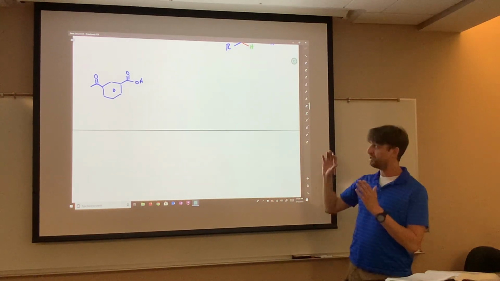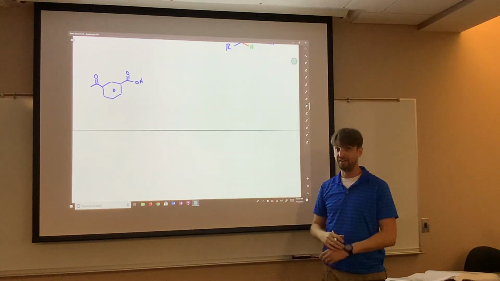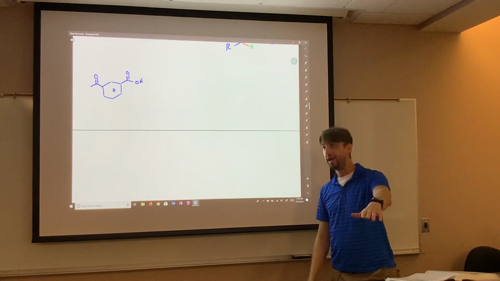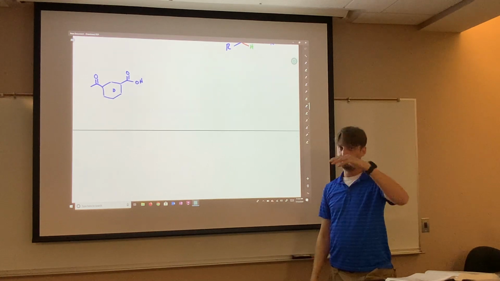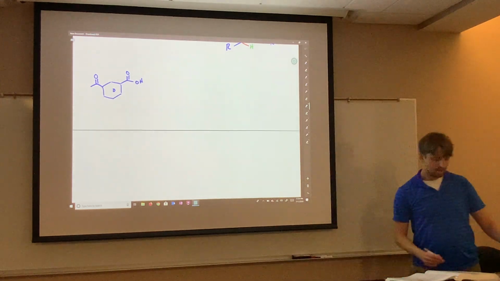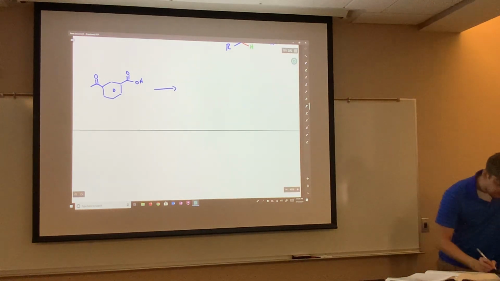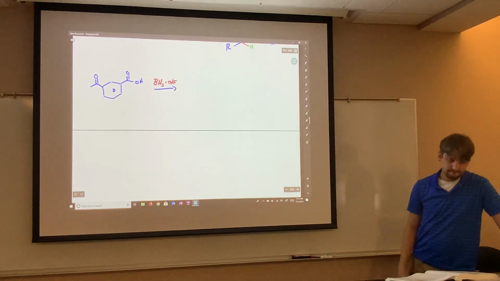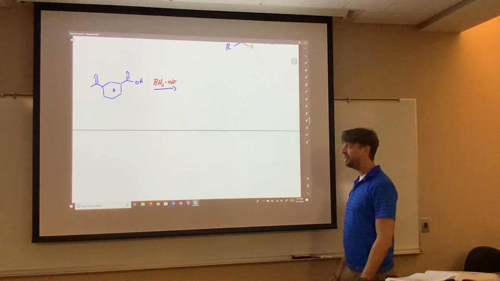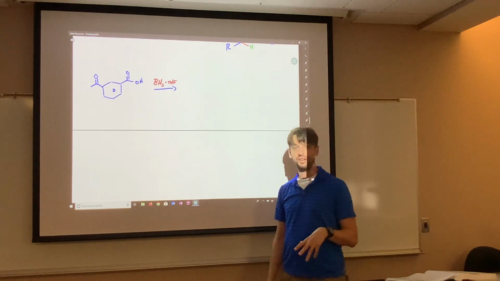let's say I just wanted to reduce my carboxylic acid. If I threw in LAH, I would reduce both the ketone and the carboxylic acid in this case. But fortunately, we can use something that might look a little bit familiar. BH3 and THF, right? Okay. And this is actually going to be really darn selective towards carboxylic acids.